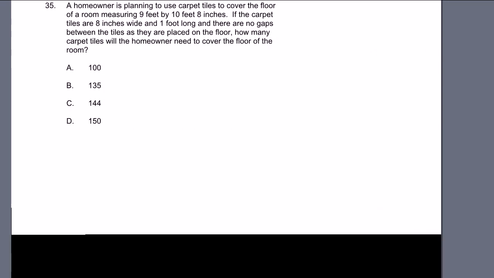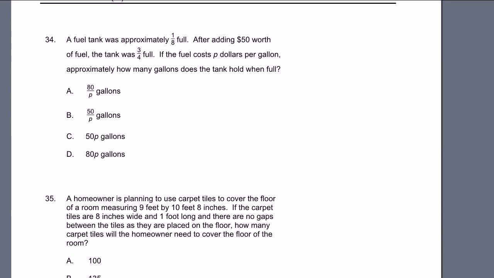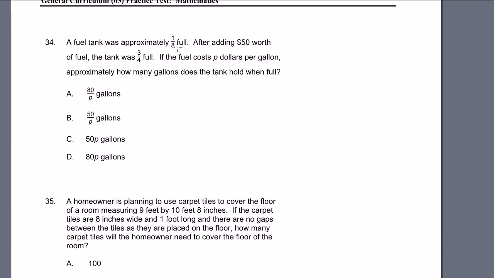Next problem. All right. A fuel tank was approximately 1/8 full. After adding $50 worth of fuel, the tank was 3/4 full. If the fuel costs P dollars per gallon, approximately how many gallons does the tank hold when full? So let's see, we added $50 and it's P dollars per gallon. So we added 50 divided by P gallons, which took us from 1/8 to 3/4 full of a tank.